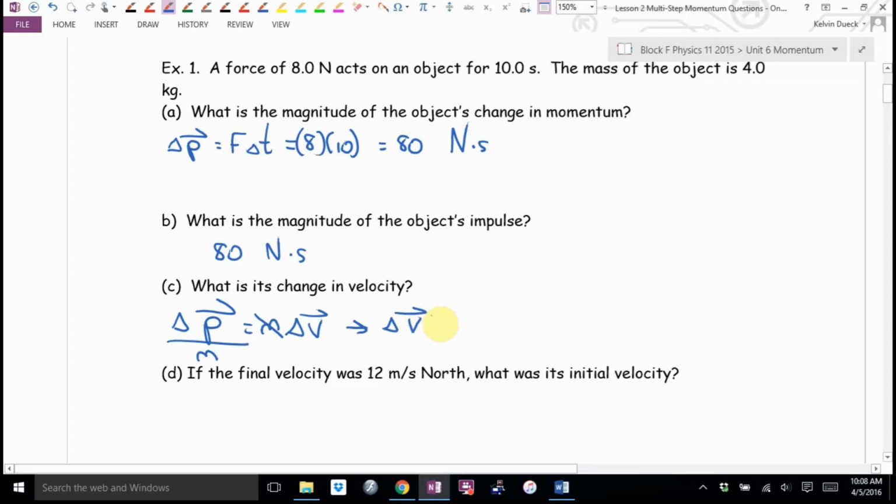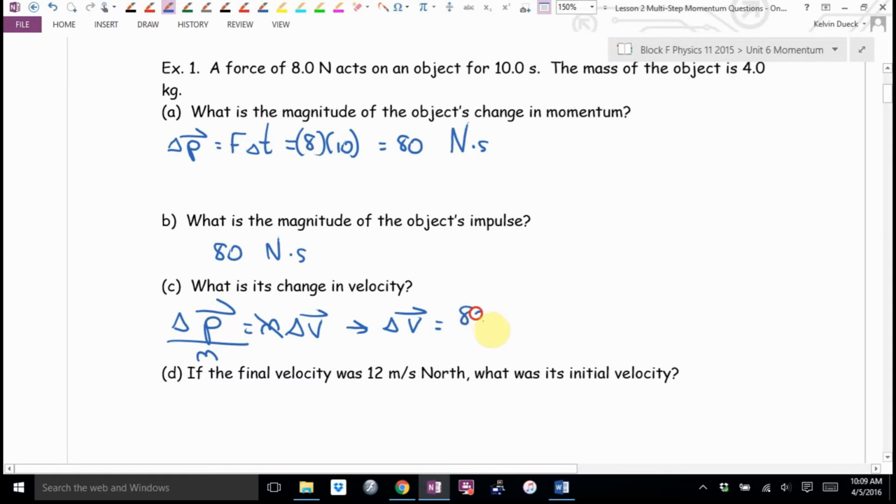The change in velocity equals delta P over m. Matt, what's delta P? Can you say it with authority and confidence in your voice? So instead of saying 80, how about give me a deep, confident, what's delta P? 80. What's another word for delta P? Change in momentum. There you go. So you're saying 80? Yep.